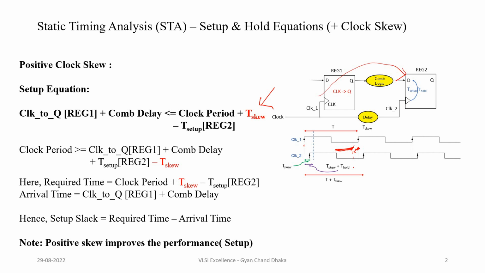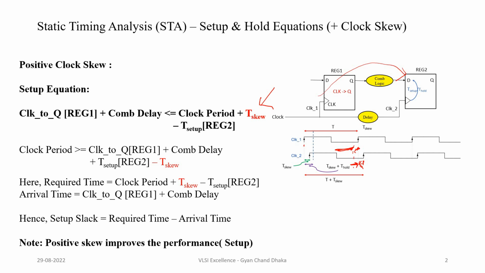Now here in the positive clock skew case, the clock has shifted by T skew time. So our new point where the data should get captured will be this clock edge minus the T setup time. Here we have to include the clock skew in the required time. So our required time has increased by T skew time.